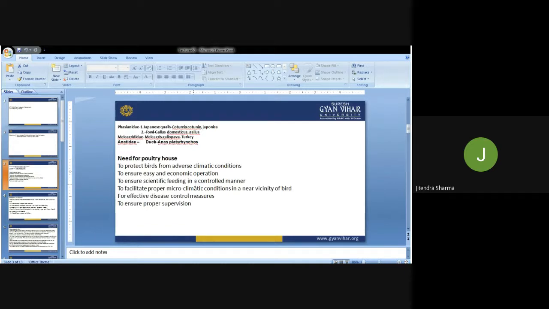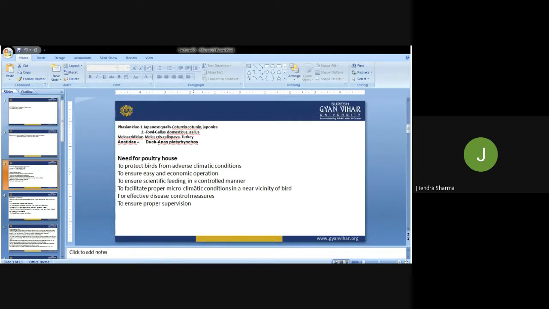So that is our purpose, that we allow birds to consume feed as much as they can. That is why sometimes in a broiler house we give the provision of 24 hours lighting, so they can take as much as they can consume. But in the case of layers, that is a different thing. All these things we can control only through a protected house.